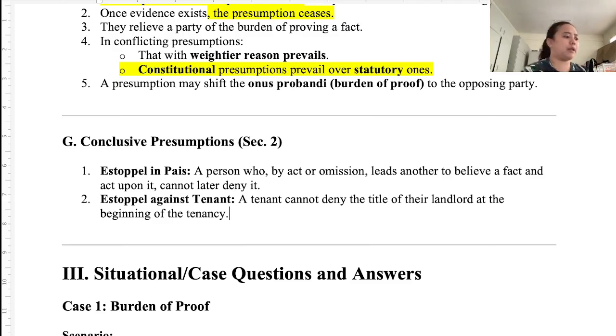For example, nagarenta ka sang balay, wala ko na diya garenta. However, may ara sila sang pinirmahan nga contract of lease. You are estopped as a tenant to question or deny the title of your landlord considering nga may ara sang conclusive presumption nga since nagarenta ka lang, then you do not have the title over the property. Okay, that is an example.